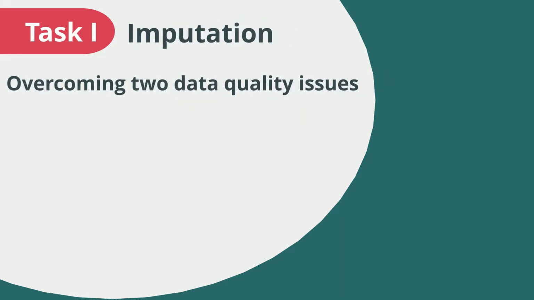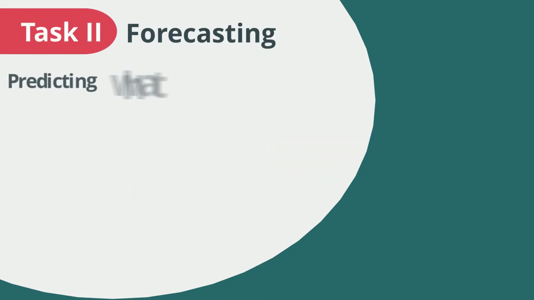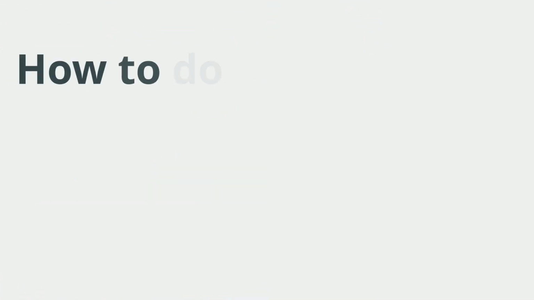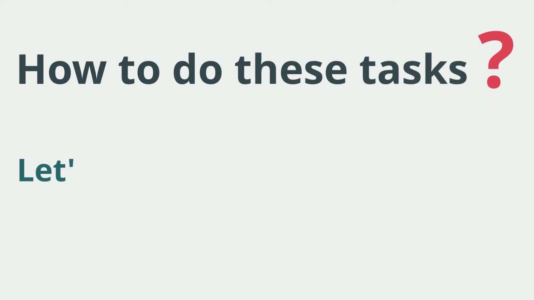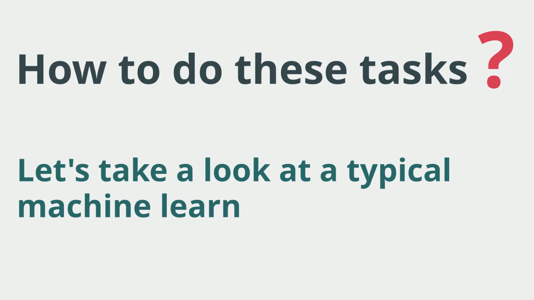The first is imputation, which aims to overcome two data quality issues: noisy observations and missing values. The second is forecasting, which aims to make predictions of future values. But how do we perform such predictive tasks? Well, let's look at a typical machine learning workflow.